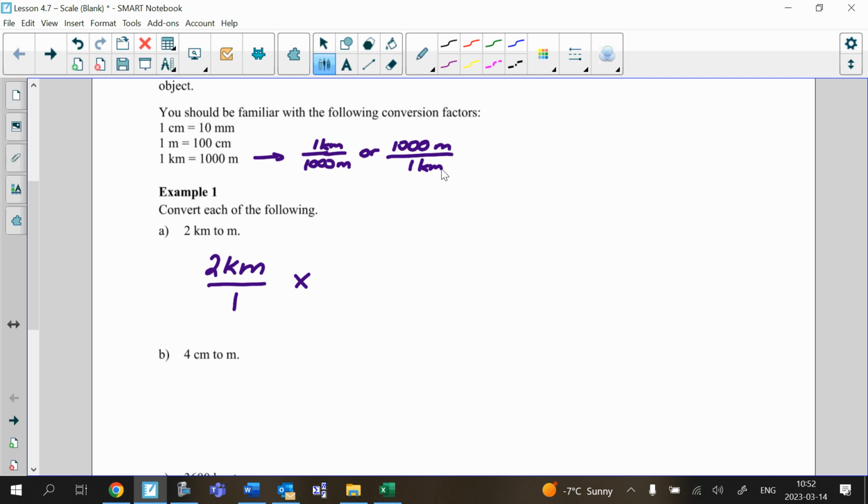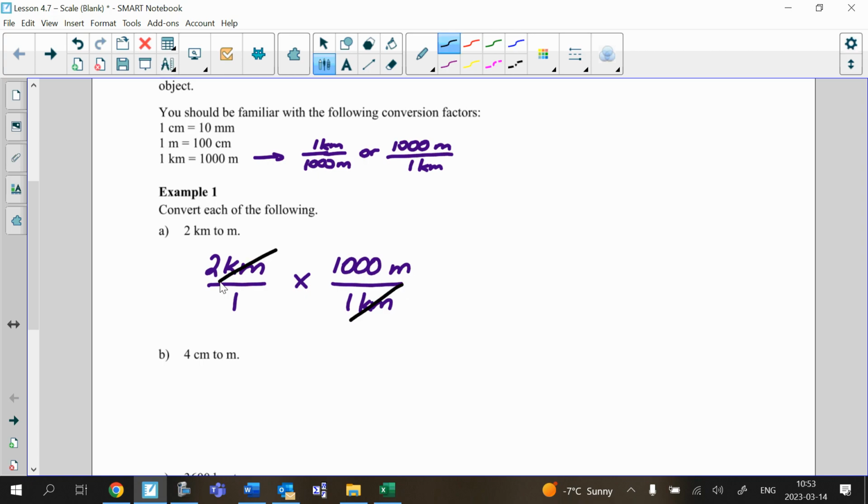So I'm going to multiply this by one of these. The one that I want to choose cancels out the kilometers and leaves me with meters. So that means I need kilometers on the bottom to cancel out with kilometers on the top here. So I'm going to use this conversion factor. Because if I use the other one, I've got kilometers both up top. I can't cancel them out. This allows me to go, okay, kilometers cancel each other out.